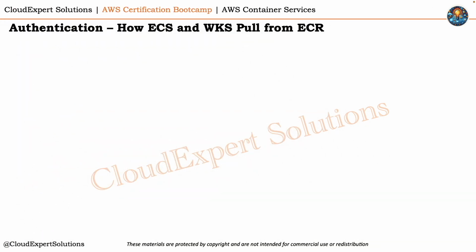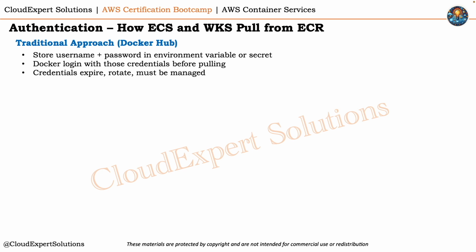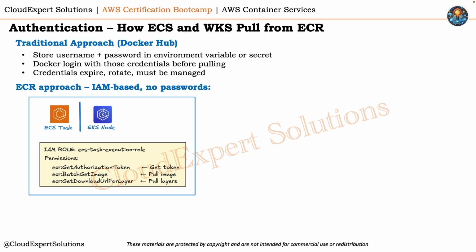Next is authentication. And authentication is where ECR's IAM integration shines. In the traditional approach with Docker Hub, you store and manage usernames and passwords. Docker login with those credentials, reading from environment variables before pulling, and you must manage the credentials' expiration and rotation. With ECR, authentication happens through the IAM role attached to the ECS task execution role or EKS node groups. ECS and EKS automatically call the ECR API with that role to get a temporary authentication token, and that token is valid for 12 hours. Then use the temporary credential to pull images.